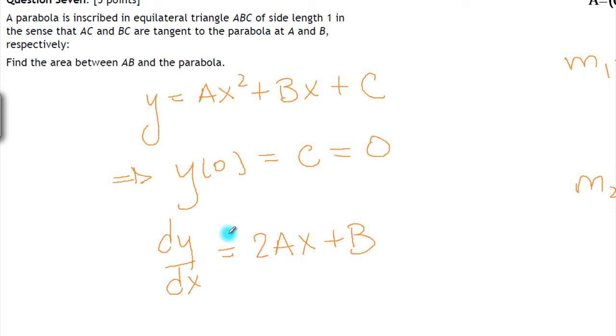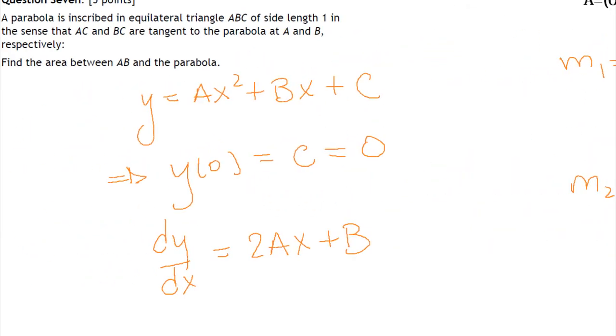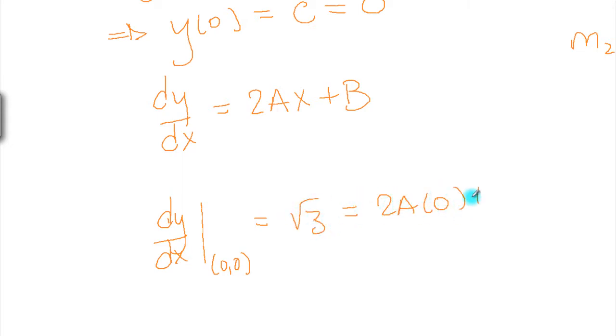Now, if AC and BC are tangent, we already know the value of those tangents, right? M1 is square root of 3, and M2 equals minus square root of 3. So for the tangent at the point (0, 0), which is square root of 3, it is just 2a times 0 plus b, which implies that b is square root of 3.